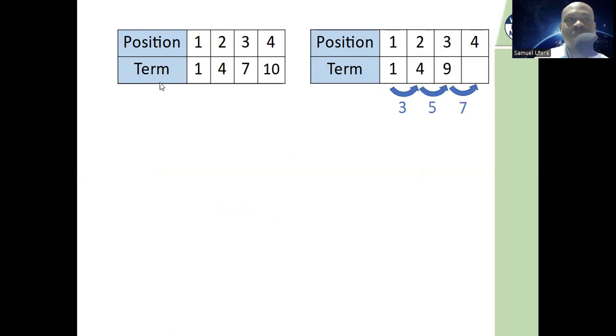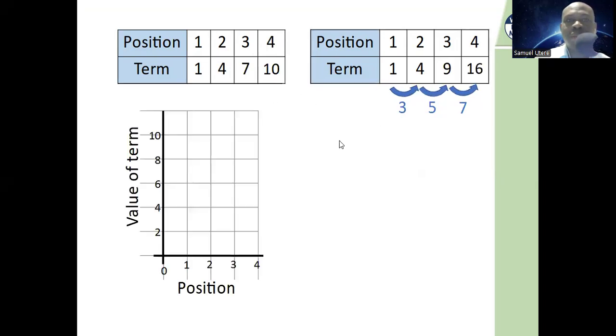Remember, we call this term value. That is the number of items that you can see in the diagram of the term of the sequence. And we were able to check whether it was linear or non-linear. So this is clearly non-linear because you can see the number is changing. It's not constant. This will definitely be linear.